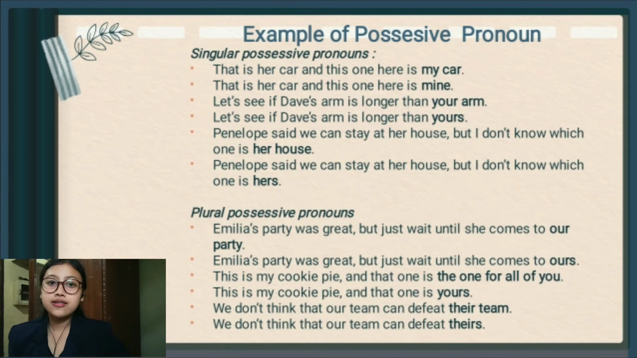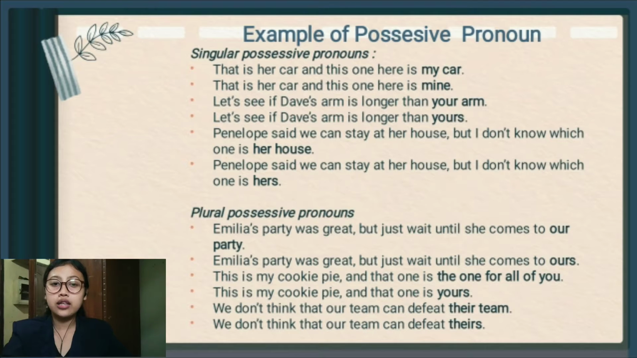There are some examples of possessive pronoun in each singular and plural. In singular, it could be, for the first one, that is her car and this one is my car. For the second one, that is her car and this one is mine. Right, for more examples in singular, you can see them on the slide.